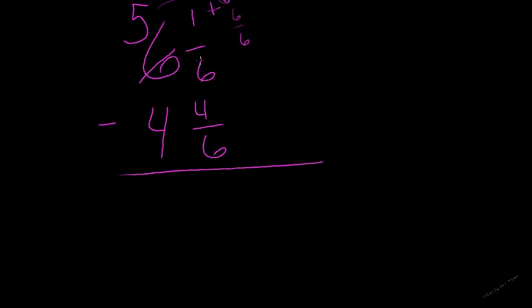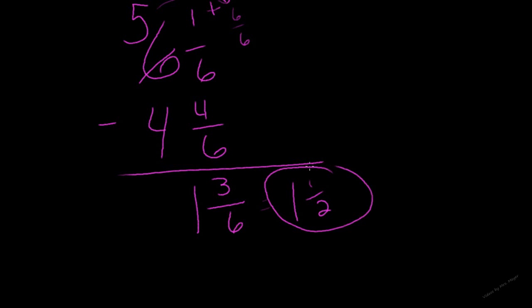I just borrow that here as a whole number. Plus the 1/6 I already had makes 7/6. So 7/6 minus 4/6 equals 3/6, and 5 minus 4 equals 1, which again is equal to 1 and 1/2.